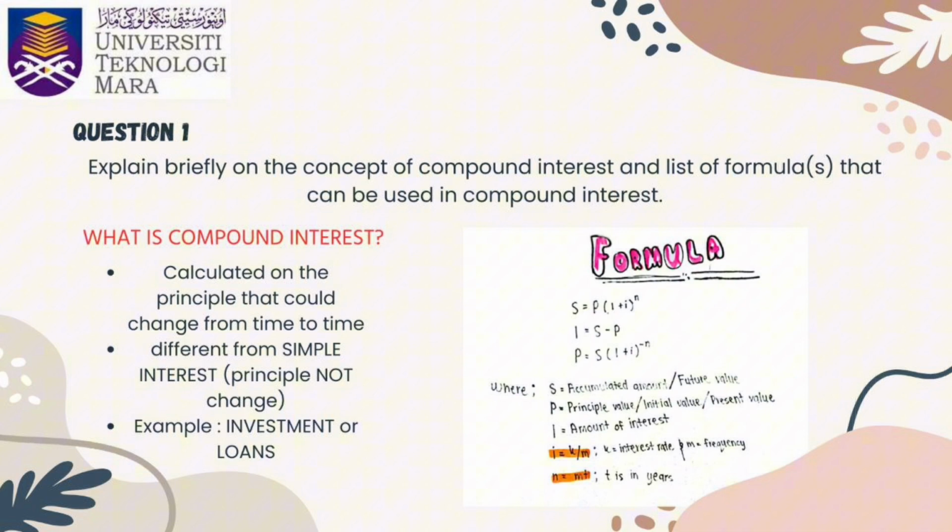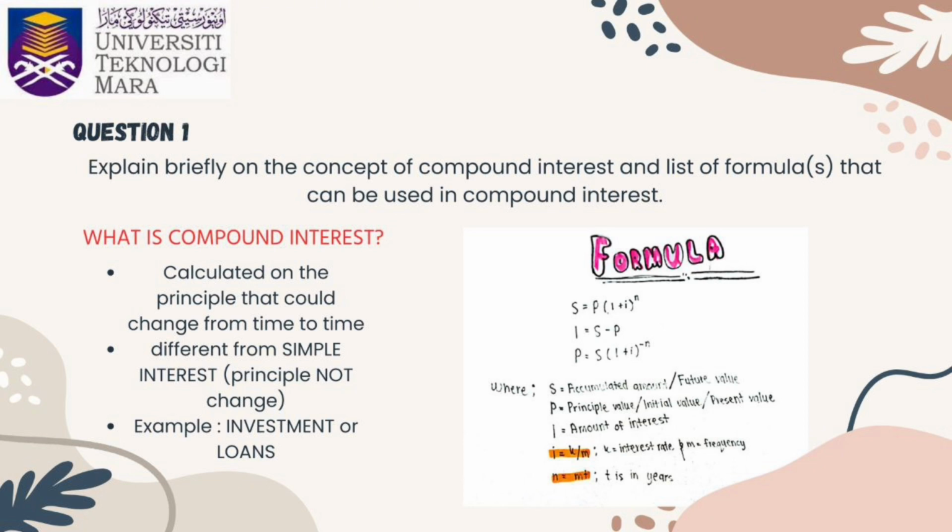There are three main formulas that can be used in compound interest. The first formula is to find the future value or accumulated amount, S equals P times (1 plus i) to the power of n. The second formula is to find the amount of interest, which is capital I equals S minus P. And last but not least is how to find the present value, P equals S times (1 plus i) to the power of negative n.